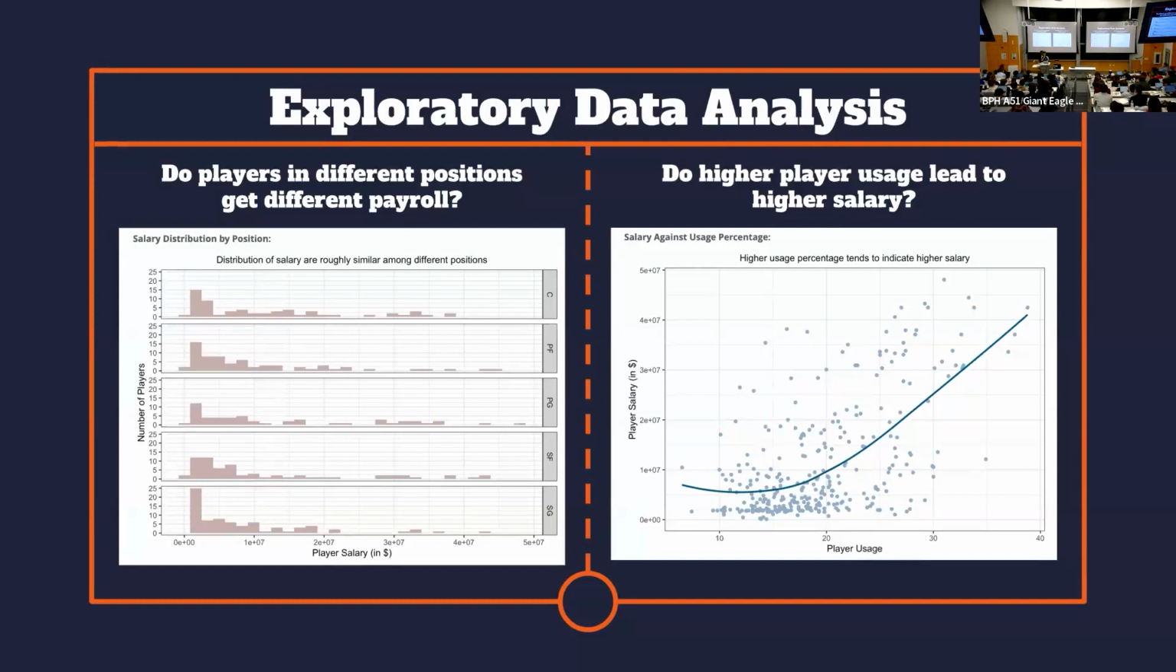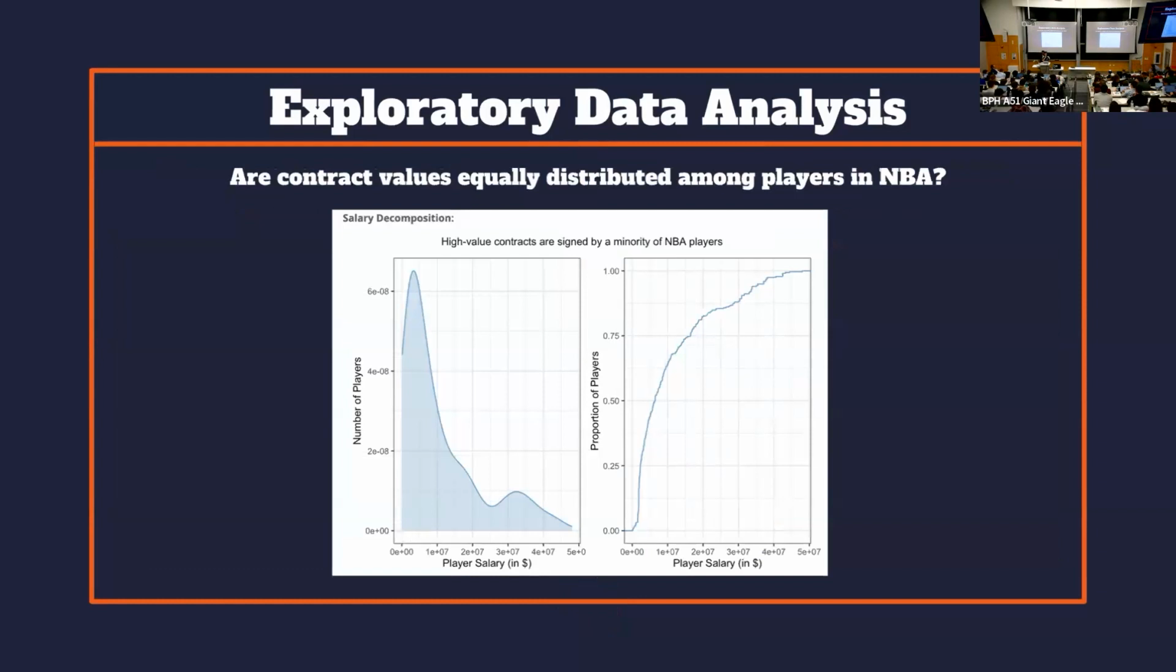In the exploratory data analysis section, we use three main visualizations to answer three main questions. Firstly, do players in different positions get different payrolls? On the left, you can see that the distribution of salary is roughly similar among the five traditional positions. The second question is, does higher player usage lead to higher salary? The upward sloping trend is some level of indication that higher player usage tends to indicate a higher salary overall.